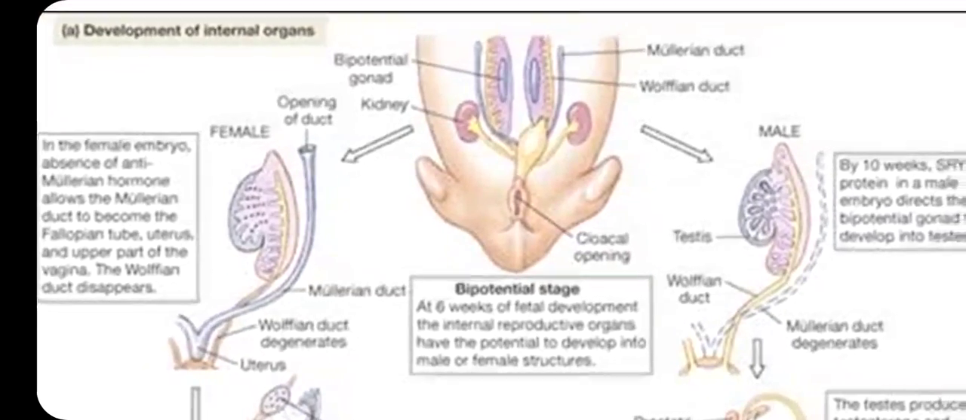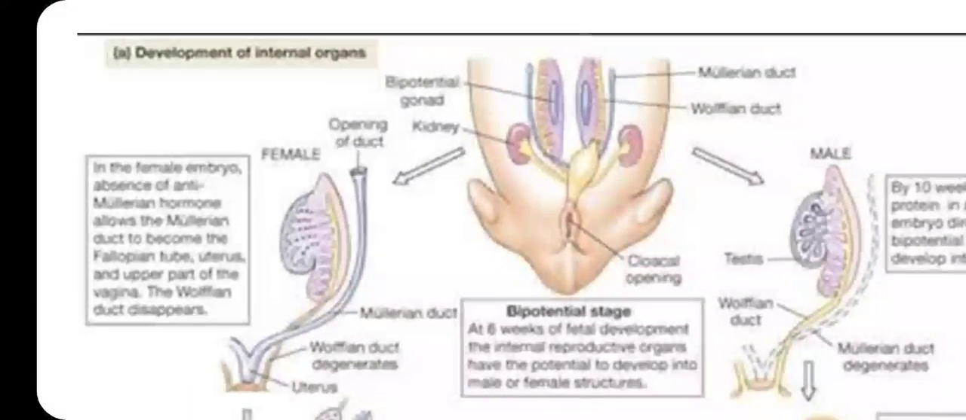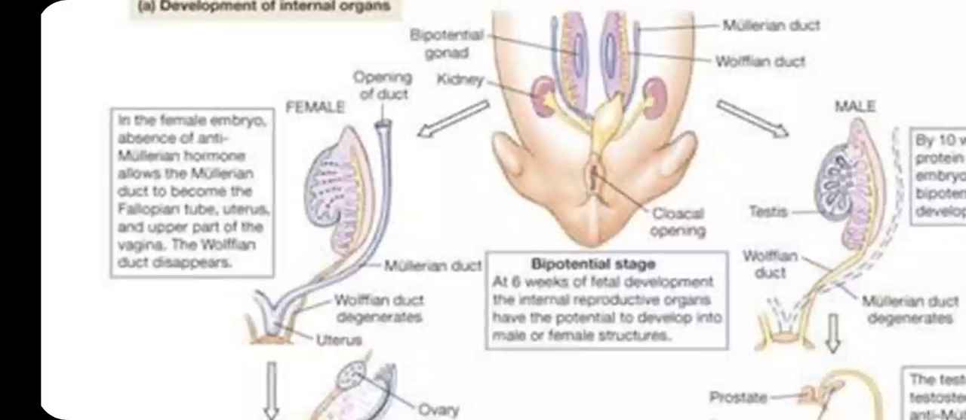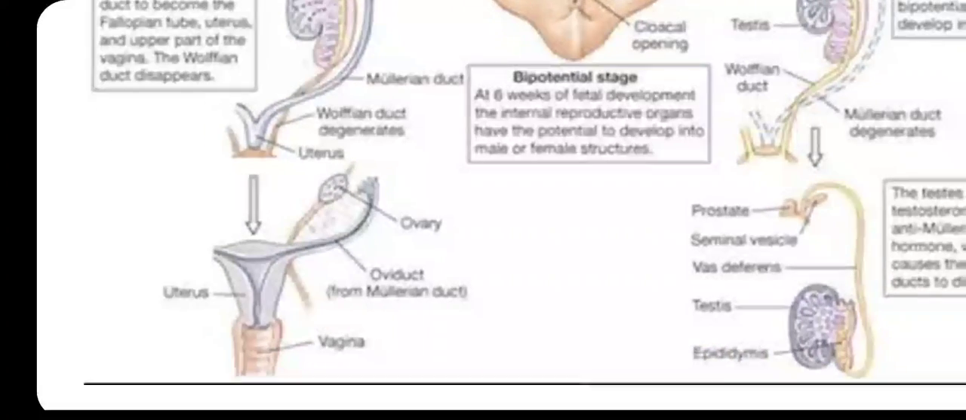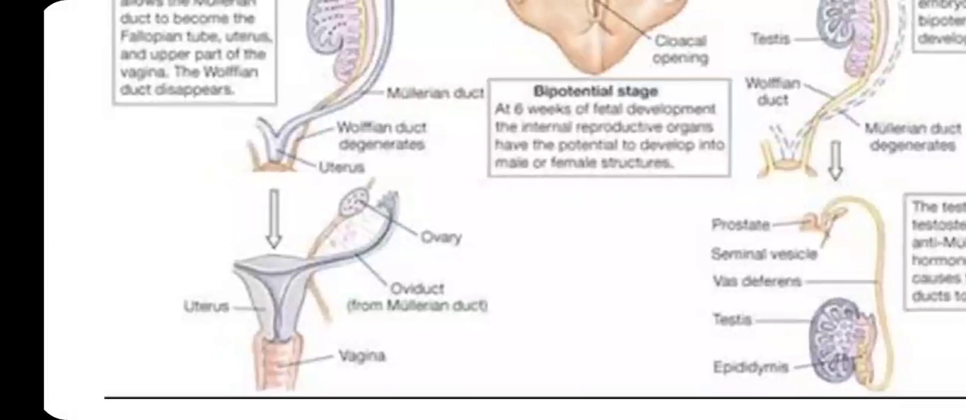If there is no SRY gene, so no Y chromosome, the bipotential gonad develops into the ovary. There is no testosterone or Mullerian inhibiting factor, so the Mullerian duct develops into the fallopian tubes, the uterus, and the upper two-thirds of the vagina. The Wolffian duct largely degenerates, though some remnants might be there here and there. That is what happens in the adult stage.